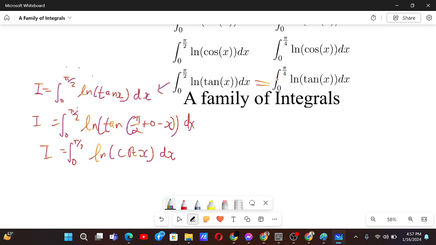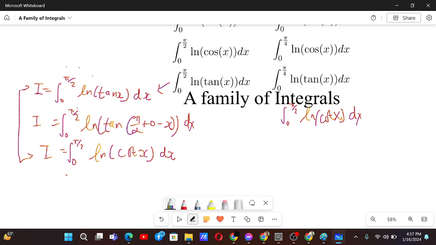Okay, no, not that. I thought this is the integral from 0 to pi by 2 of ln cot x. I thought that, so I said it, but it's different. Fine. Now these two are the same.